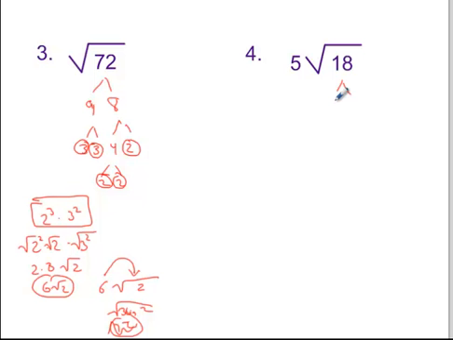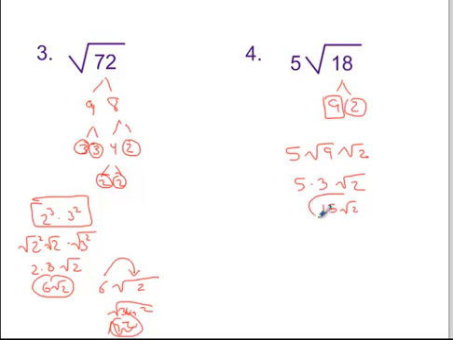The 18, that's 9 and 2, and that is a square, and that's prime. So I've got 5 times radical 9 times radical 2. If you went further, this would be a 3 squared. Well, square root of 9 is 3. Not square root of 3, but 3. And it just came outside of the radical. It will multiply the 5, and I get 15. So 15 radical 2 is my answer.